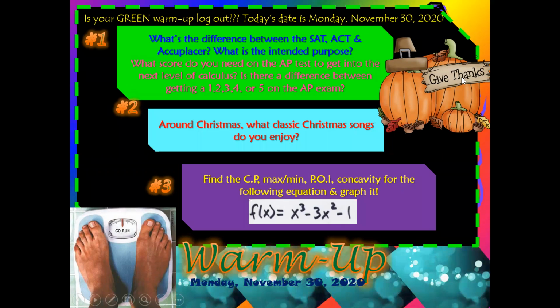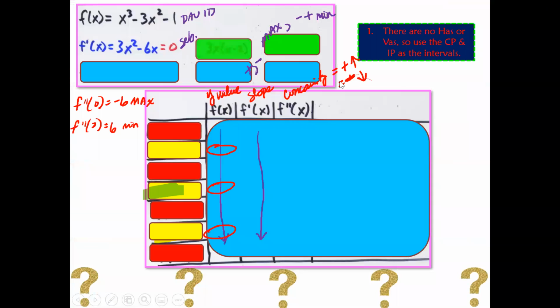All right, let's go ahead and take a look at question number 3. For question number 3, you need to do the curve sketching, which means we're going to find the max and min and also the point of inflection for the concavity. First, I'm going to find the first derivative, which gives me 3x squared minus 6x equals 0. You're going to use the power rule.